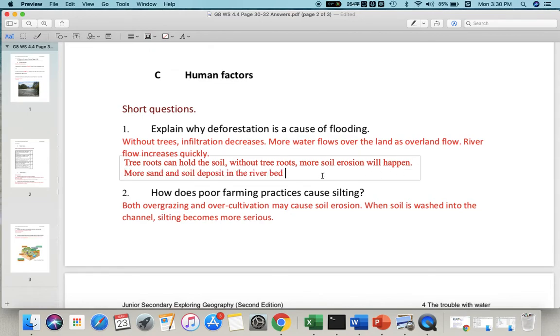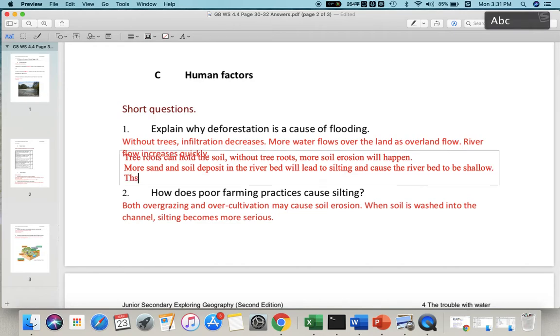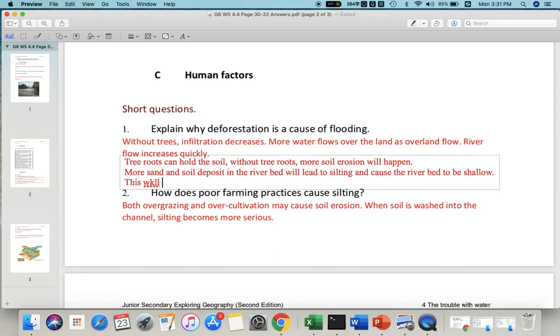Okay, next slide. Will lead to silting and cause the riverbed to be shallow. Okay, and then, let me move down a bit. Will reduce the holding capacity of the river channel and thus causes flooding.